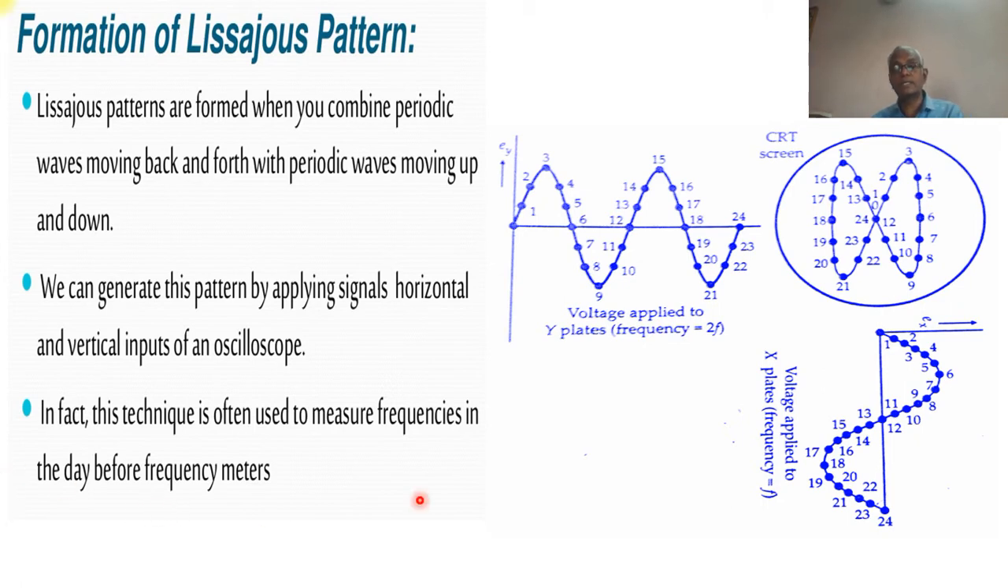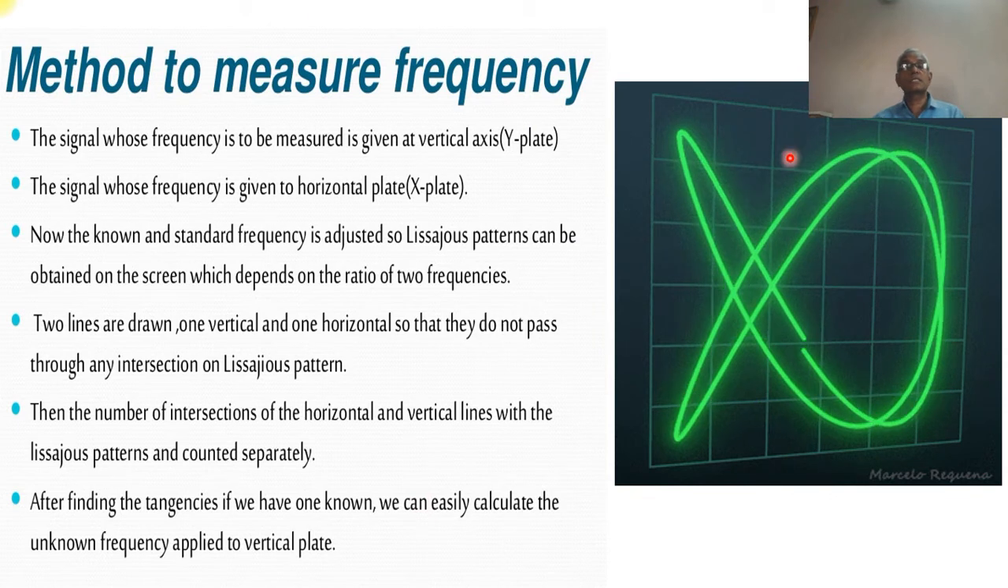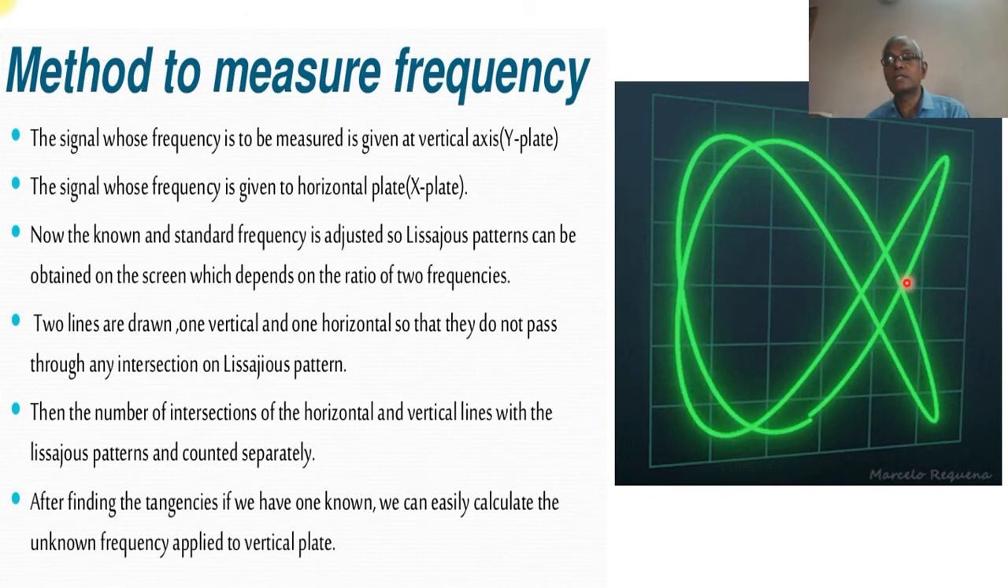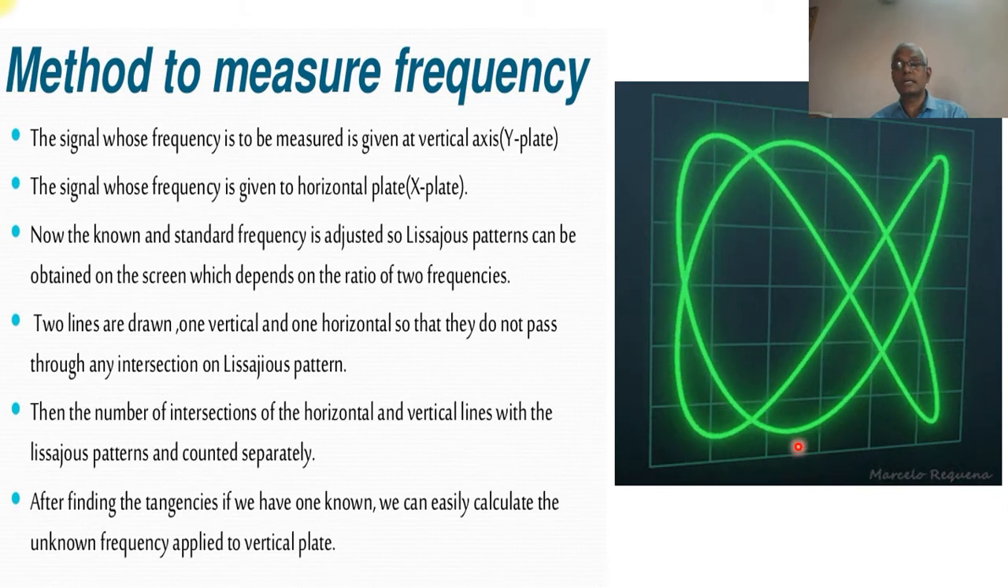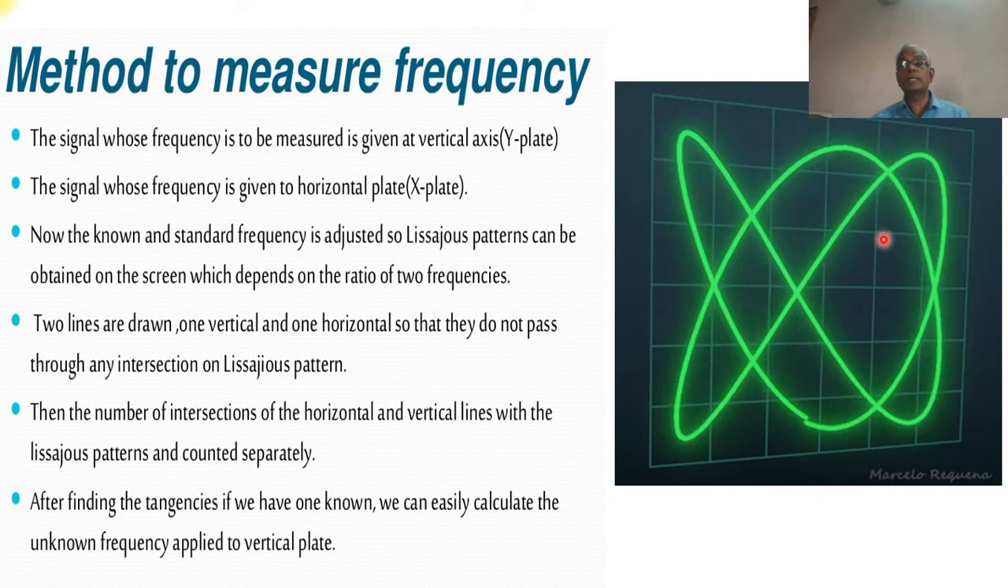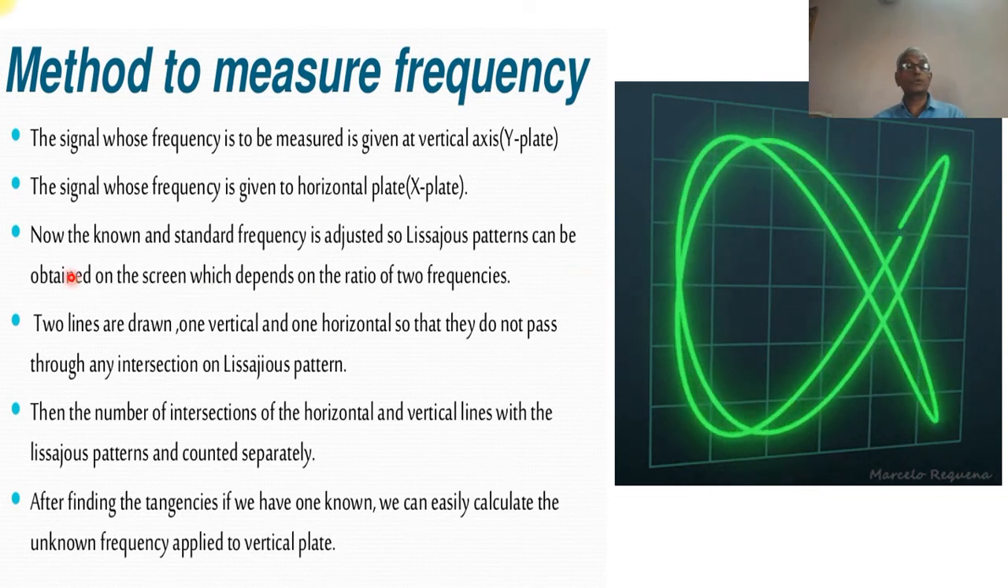Till date it can be measured. So now this is what you can see on the CRO tube. This is a Lissajous pattern where two frequencies are there, and then we can see there is a figure of it. So the frequency ratio will be different. It depends on the frequency ratios.